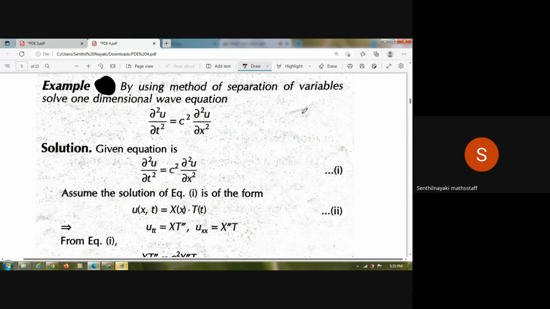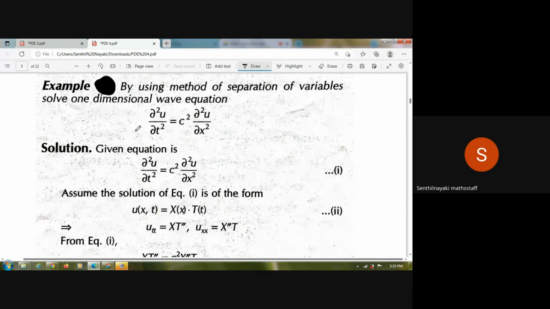In this session, we are going to discuss the solution procedure for the wave equation, that is the one-dimensional wave equation, the one-dimensional heat equation, and the Laplace equation, not one-dimensional. Okay.